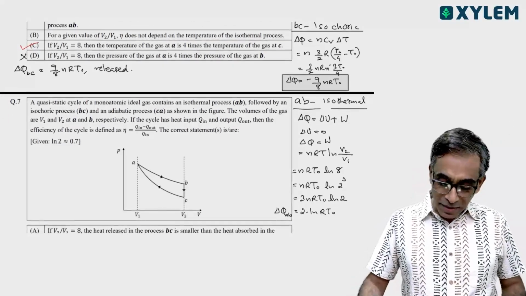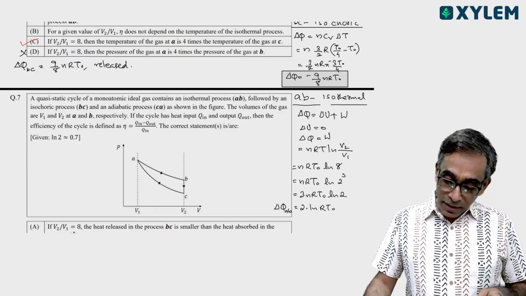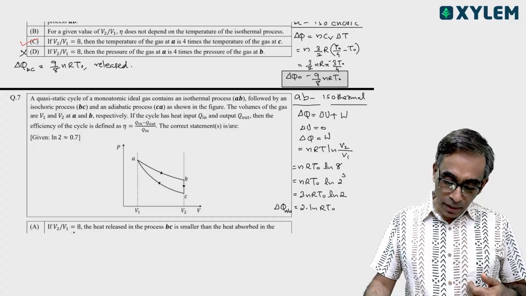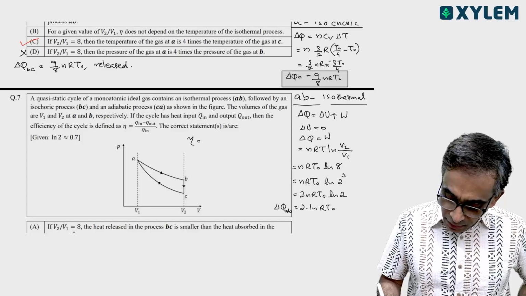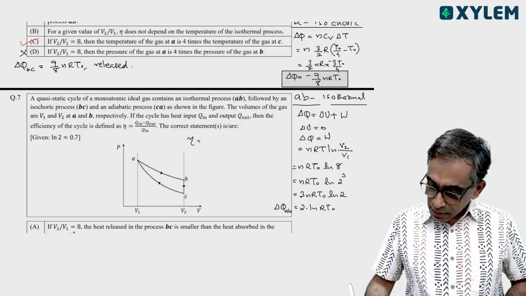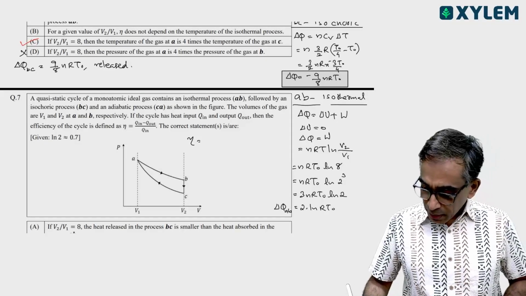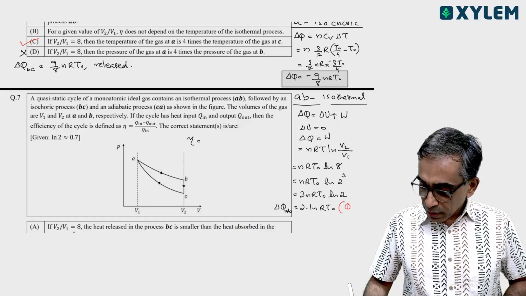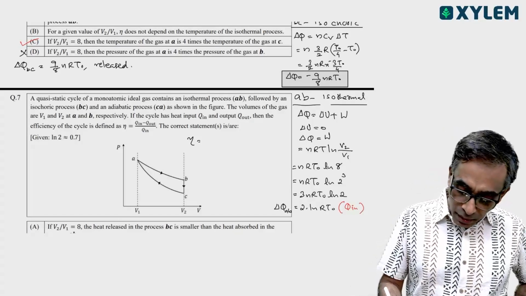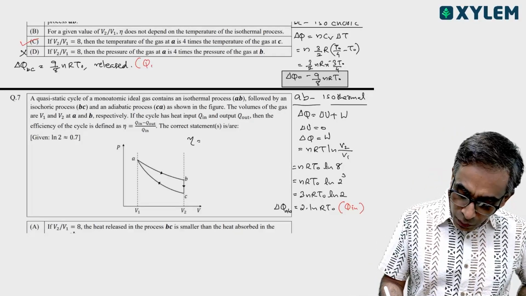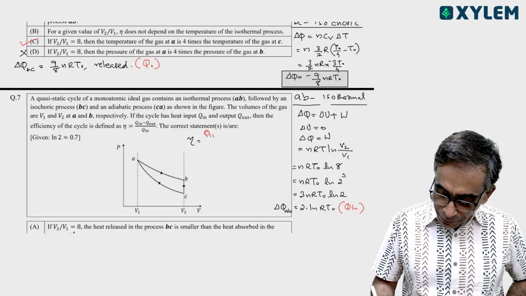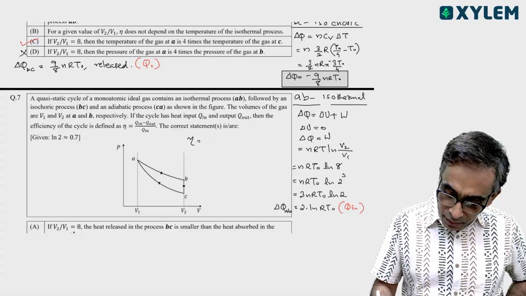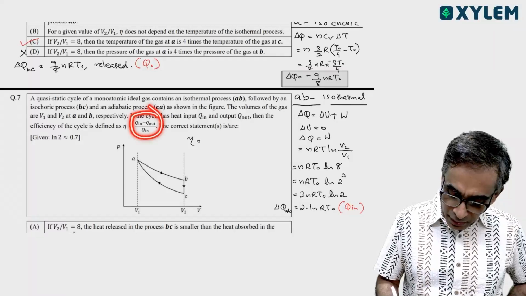Okay. Now option B നോക്കൂ എന്താണ്? They are talking about the efficiency. What is efficiency? Efficiency is Q in minus Q out, divided by Q in. This is നോക്കൂ adiabatic isothermal processലെ ഇതാണ് Q in. Isochoric ഇതാണ് Q out. So you want Q in. ഈ equation ആണ് Q in.